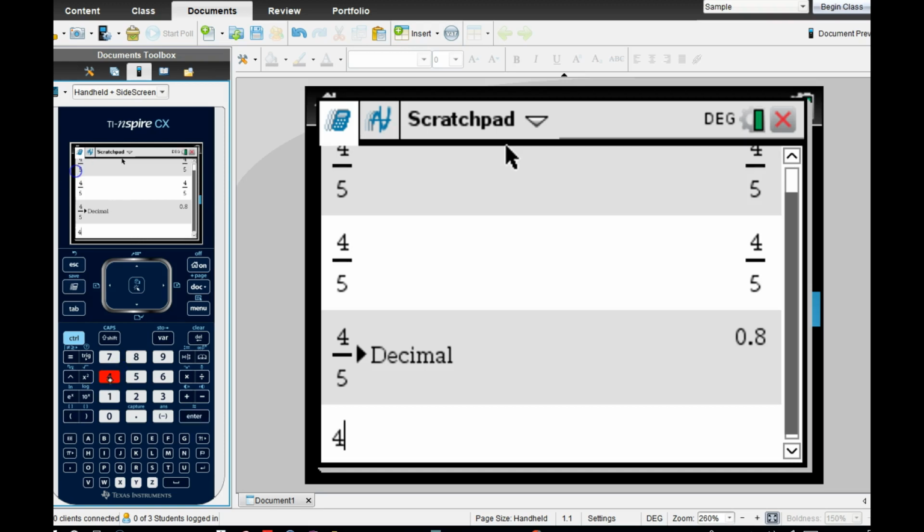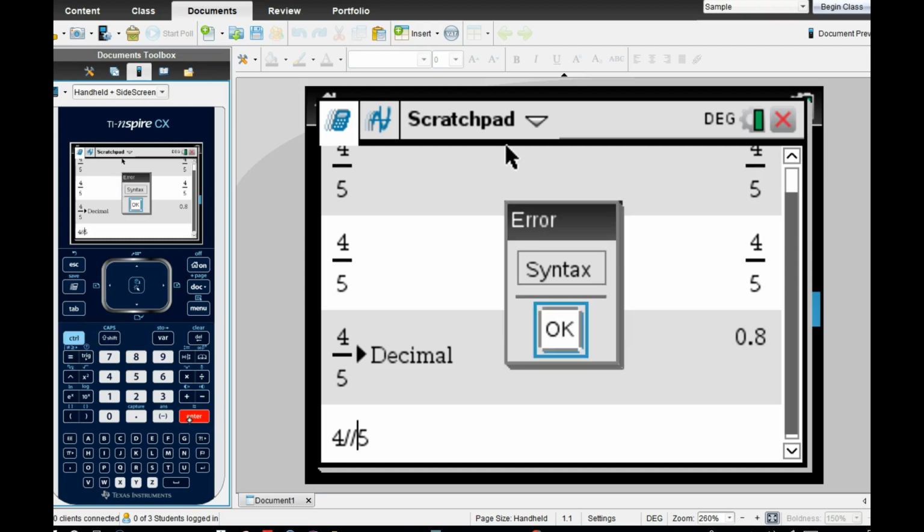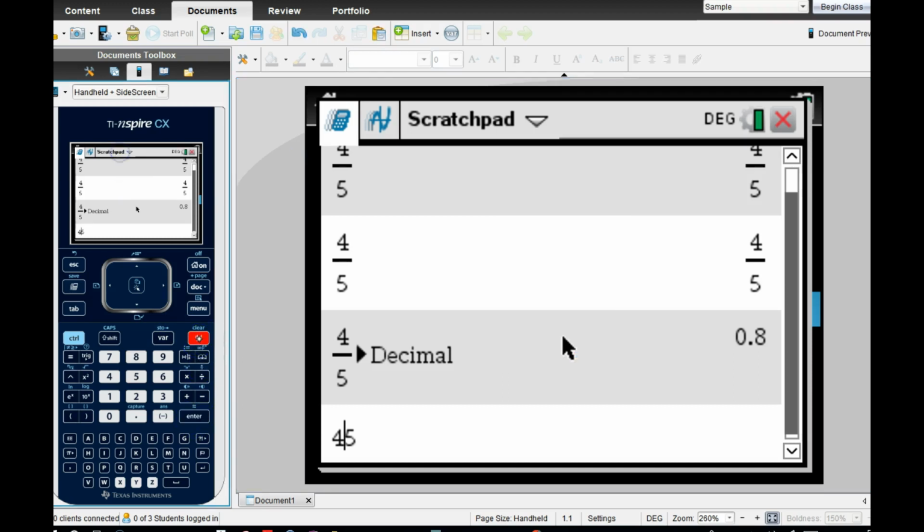Another way to do this is 4 divided by 5, and then right above the enter sign is a squiggly equals. So if we press the control button, oops, looks like I have an extra division, so let me just delete that.